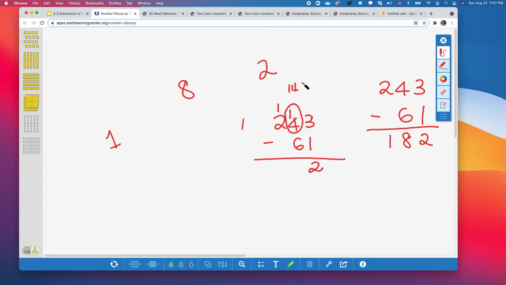14 tens. Now you can take away 6 tens from 14 tens. Take away 6 from 14, which is 8 tens. And this one has only 1 flat left. So that is 182.